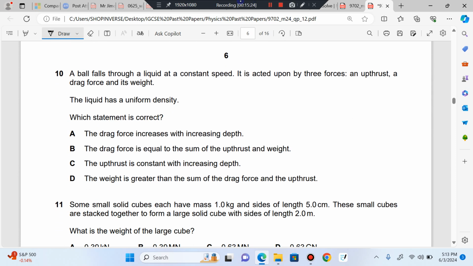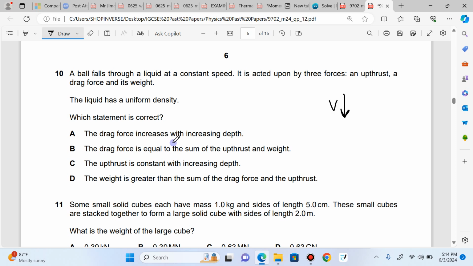Question number 10. A ball falls through a liquid at a constant speed. It is acted upon by three forces: an upthrust, a drag force, and its weight. The liquid has uniform density. Which statement is correct? Option A. The drag force increases with increasing depth. The drag increases with increasing velocity. But since the ball is falling and drag continues to act on the body, then drag will be decreasing. Why? Because the velocity of the body is decreasing.